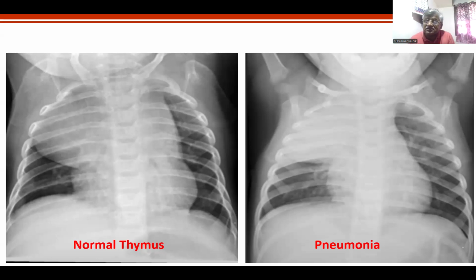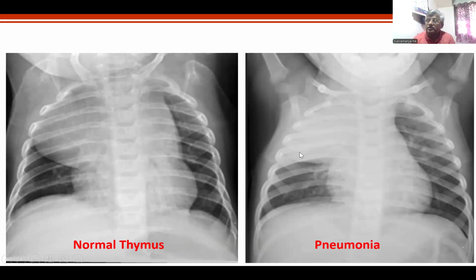But the problem here is that little X-rays are not perfect. This is 1, 2, 3, 4 ribs. This is also 1, 2, 3, 4, 5 ribs. The good inspiratory films, I'm fine. But even though it is rotated or whatever, don't worry about it. But by looking at the density, you must be able to make out.